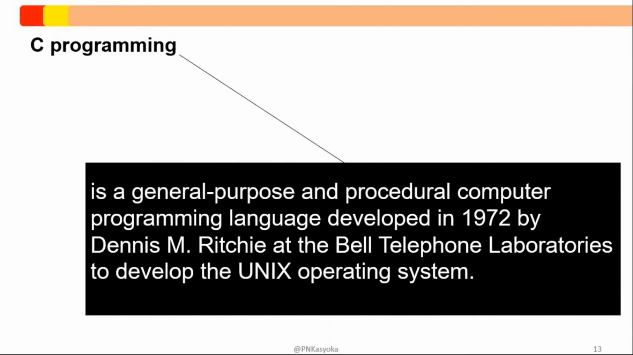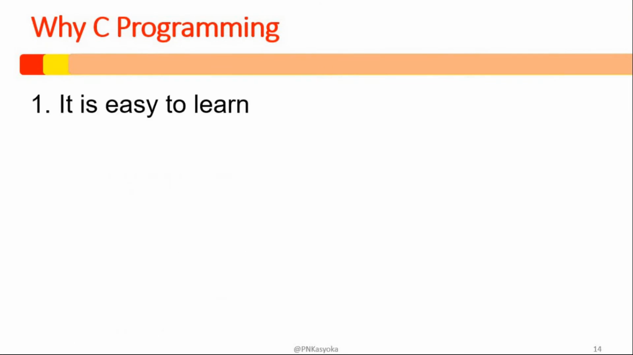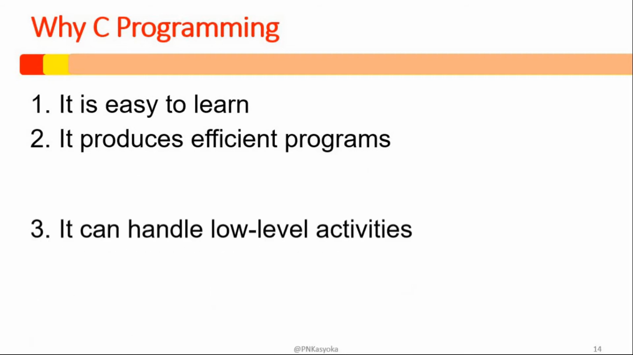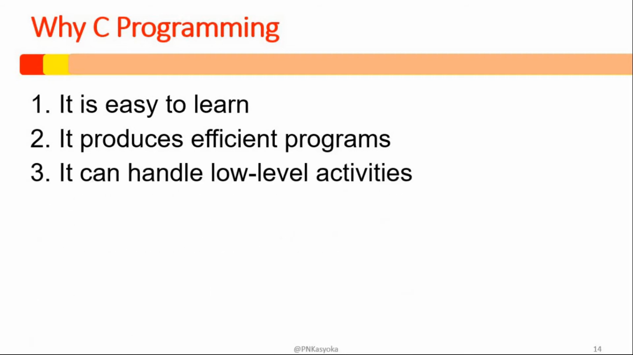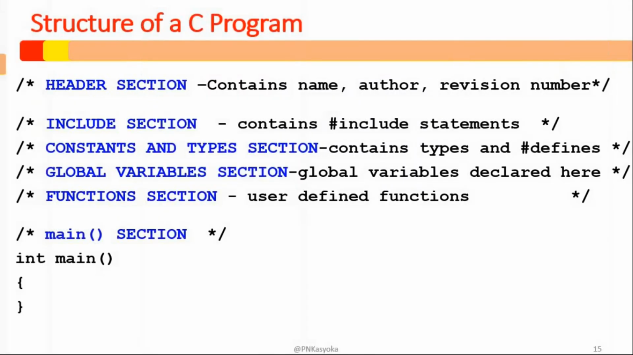Let's look at C programming itself. It's a general purpose and procedural computer programming language developed in 1972 by Dennis M. Ritchie at the Bell Telephone Laboratories to develop the Unix operating system. Why use C? Number one, it is easier to learn. Number two, it produces efficient programs. Three, it can handle low-level activities. And lastly, it can be compiled on a variety of computer platforms.